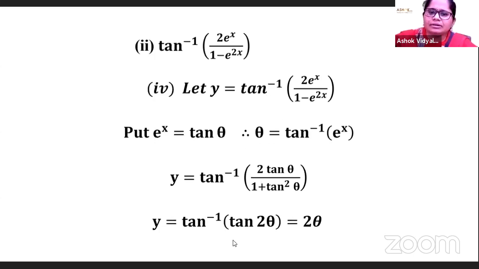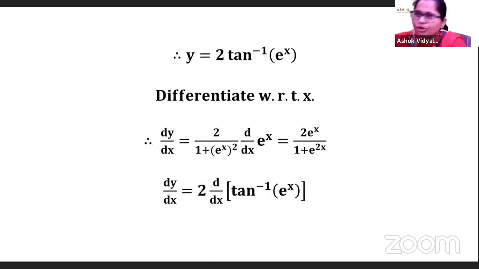Hence, again this is the form of the tan expression. Hence, theta is equal to tan inverse e raised to x. Therefore, y is equal to tan inverse of 2 tan theta upon 1 plus tan square theta, and this is the formula for tan 2 theta. Therefore, y is equal to tan inverse of tan 2 theta. Hence, y is equal to 2 theta, and here we put the value of theta as tan inverse e raised to x. Therefore, y is equal to 2 tan inverse e raised to x.